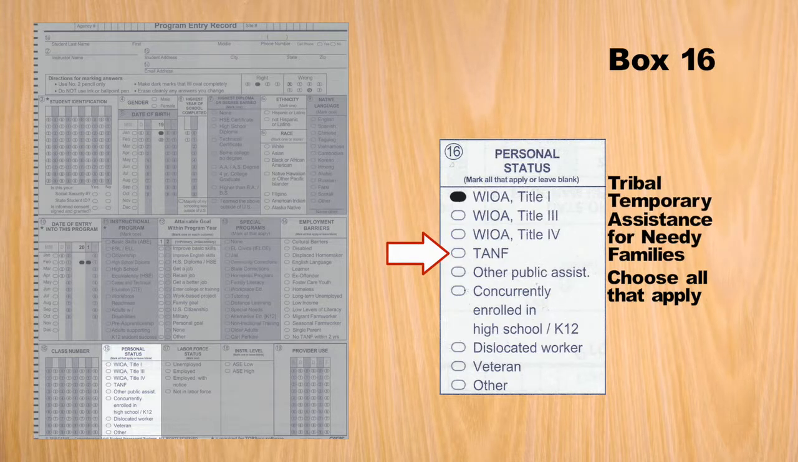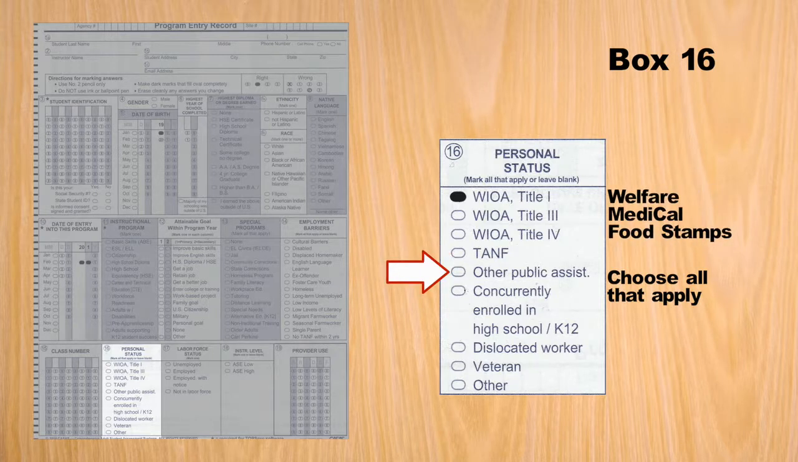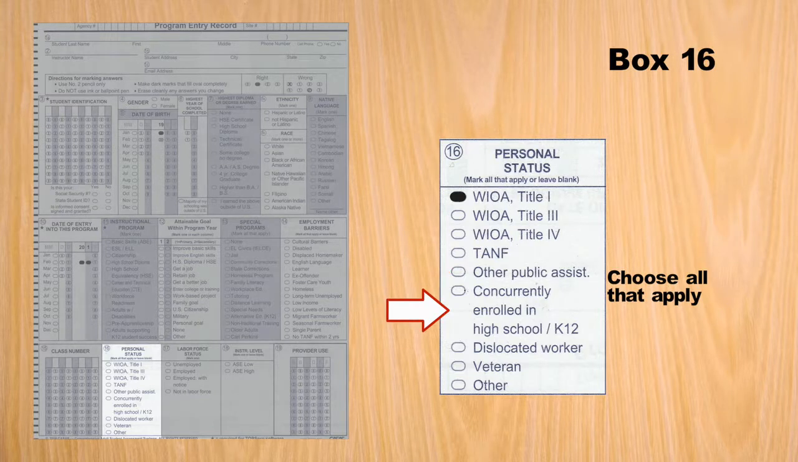TANF stands for Tribal Temporary Assistance for Needy Families. If you are receiving other public assistance such as welfare, please choose this option. If you are concurrently enrolled in a high school while attending our school, choose this option. Choose this option if you are a dislocated worker. If you are a veteran, we thank you for your service and choose this option. If you are receiving any other assistance not listed, please choose Other.